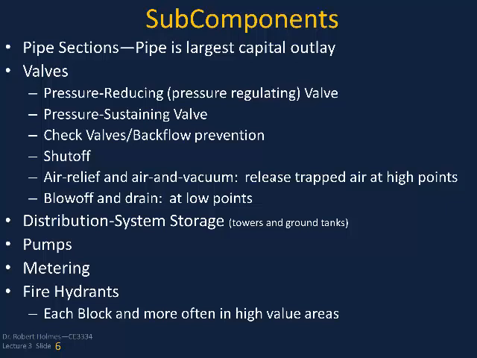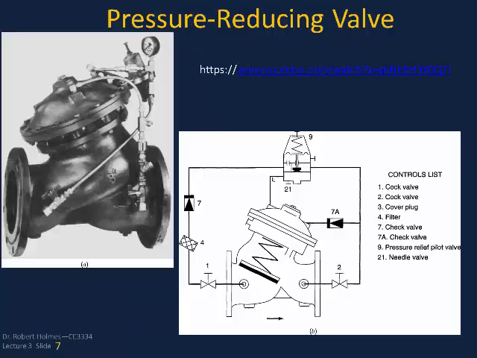And then you've got the storage, which can be in the form of a tower or a ground tank. We're actually going to take a field trip to one of the Raleigh Municipal Utility ground storage tanks. It's adjacent to one of their well houses, and we'll take a little tour of that. We've got pumps and then metering, which I've mentioned is important, because otherwise, if you don't meter, people will have no incentive to conserve water. And then lastly, we've got fire hydrants you have to consider for fire flow.